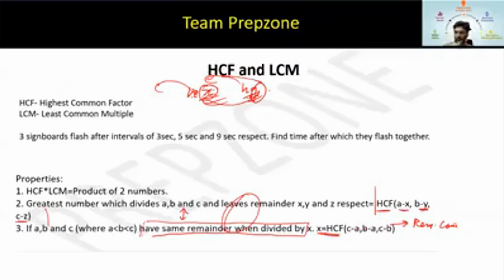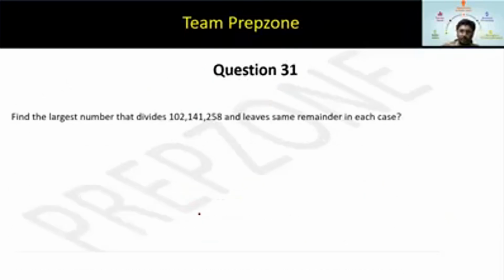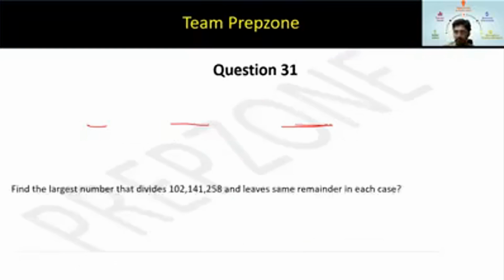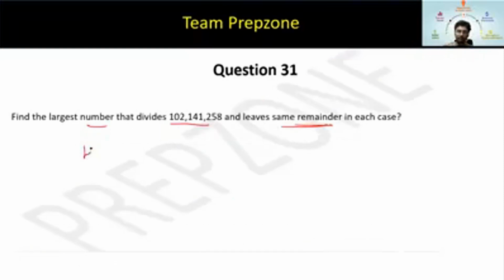What is the difference in the last two problems? Here the difference is that the remainders are different. Remainders are x, y, and z, and here the remainder is the same. We will solve it by questions, don't worry. So this is the question: what is the largest number that divides these and leaves the same remainder? Just now we have seen the formula for leaving the same remainder, so the remainder is the same. What will it be? The HCF of this minus this, this minus this, and this minus this.